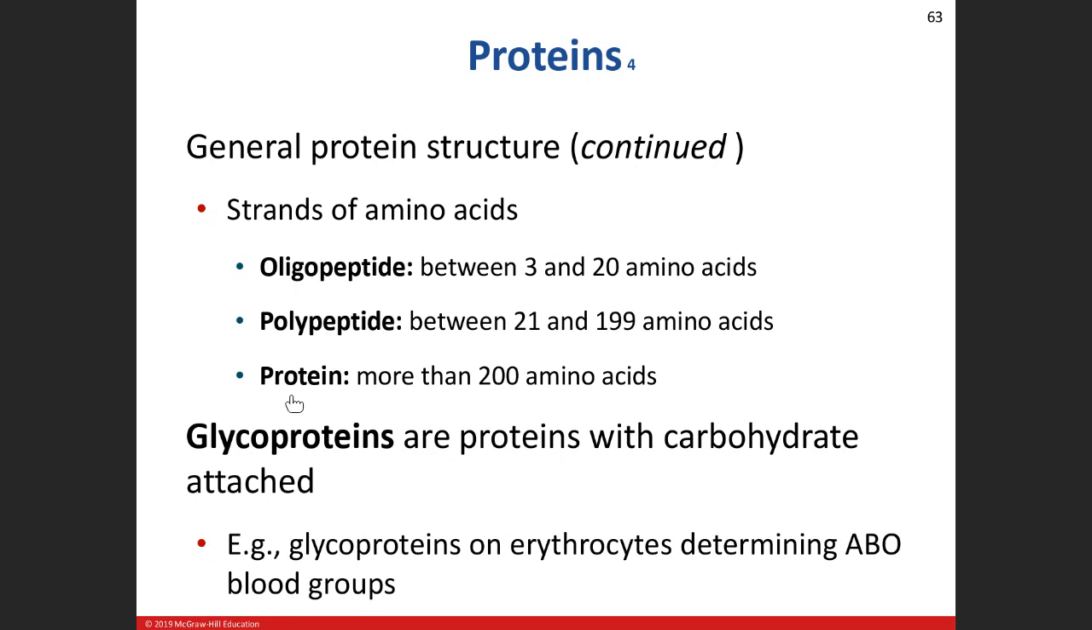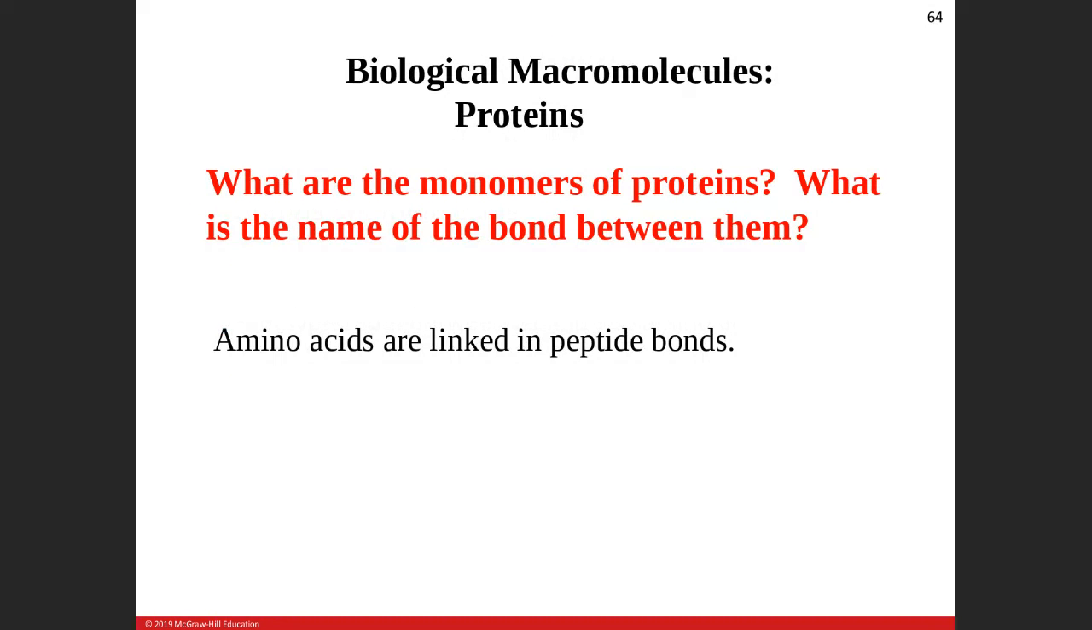Now, some of these proteins will have a carbohydrate group attached. Then we refer to those as glycoproteins. We'll see that that's very important in our blood typing. We have our glycoproteins, our ABO blood typing, which helps our body to identify blood that is ours and blood that shouldn't be there, and that can be a problem. Again, we'll talk about that in 211.